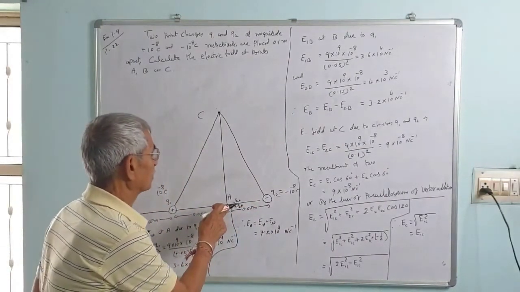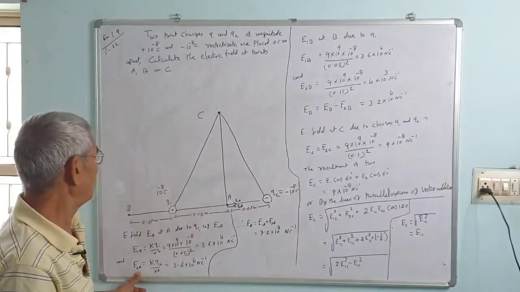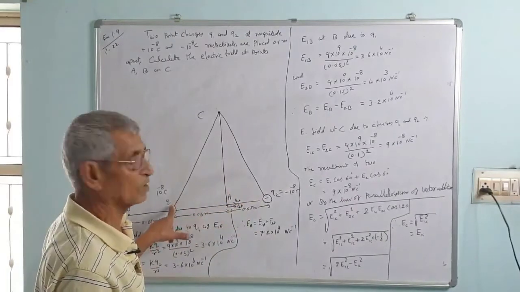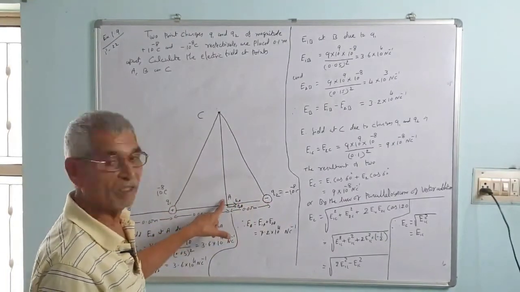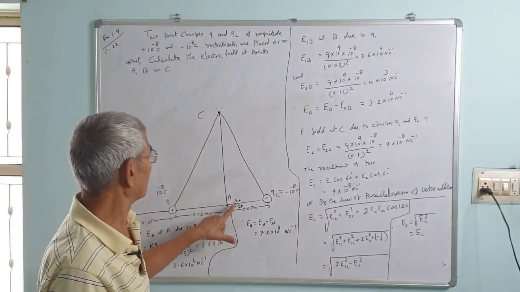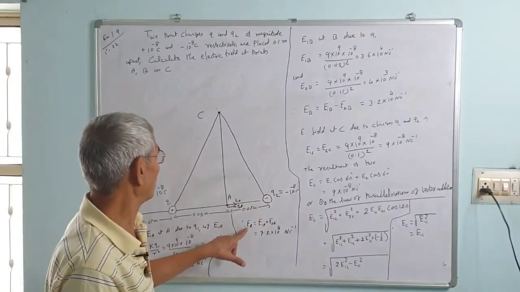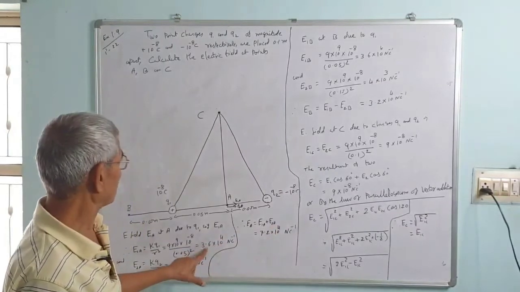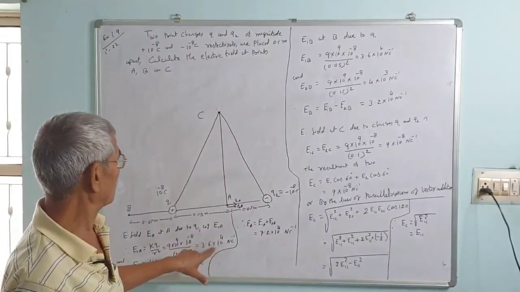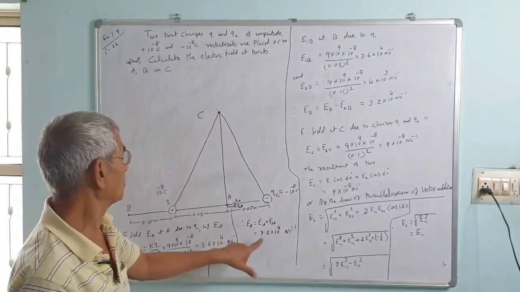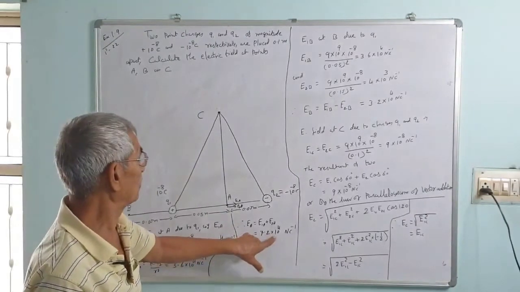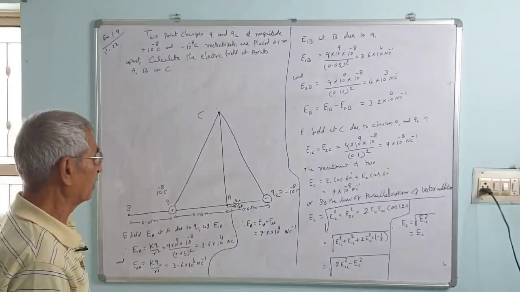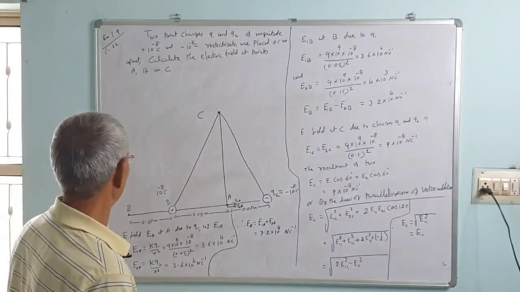Total field is the sum of the two; both are in the same direction, so they will be added. So EA, the electric field at A due to the charges Q1 and Q2, will be the vector sum of these two, and both vectors are in the same direction, so they will be added up. EA is equal to E1A plus E2A, that is 3.6 times 10 raised to power 4 plus 3.6 times 10 raised to power 4, which comes to double, that is 7.2 times 10 to the power 4 Newton per coulomb. What is the unit of electric field? Newton per coulomb, remember it.